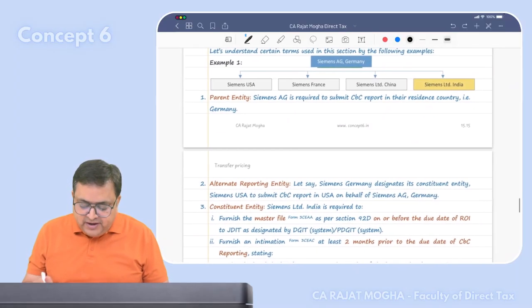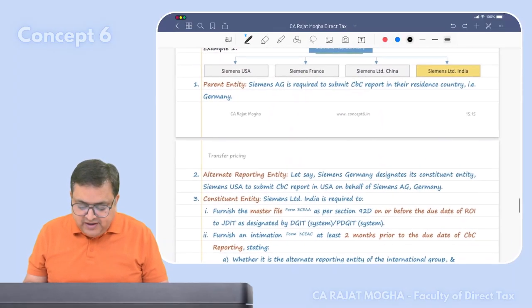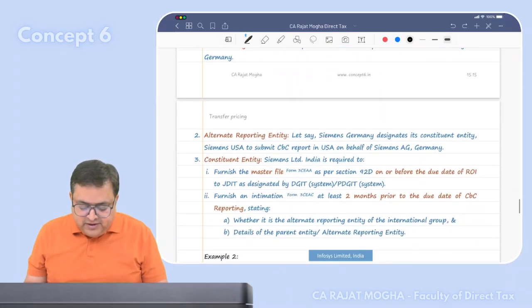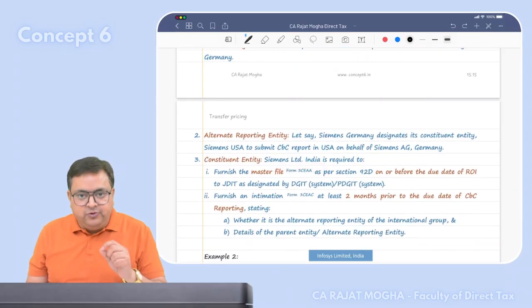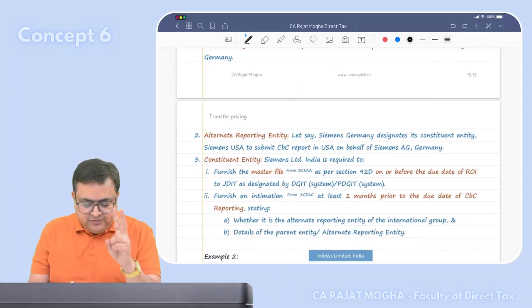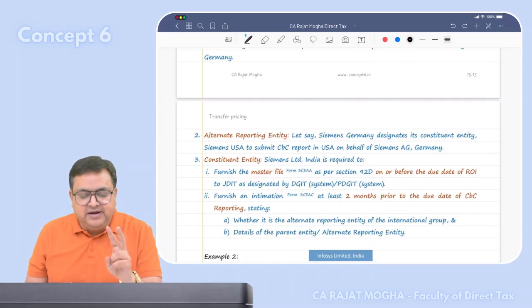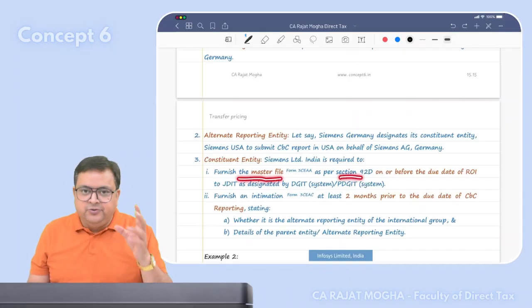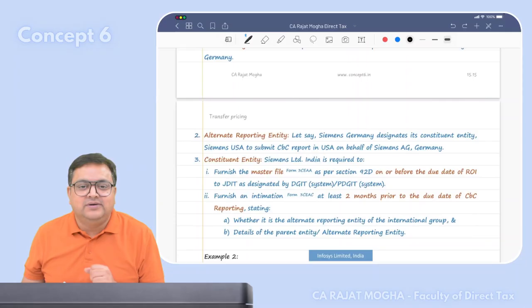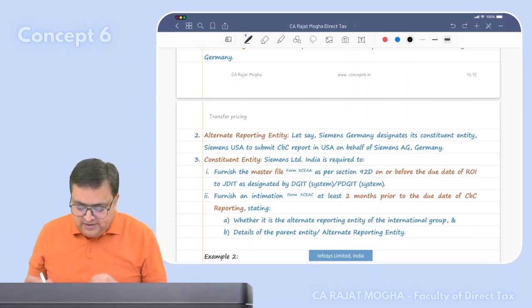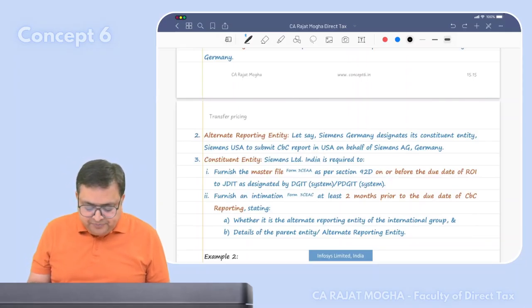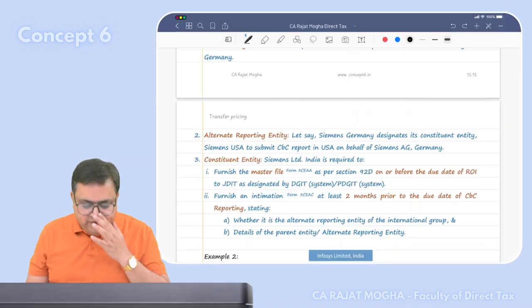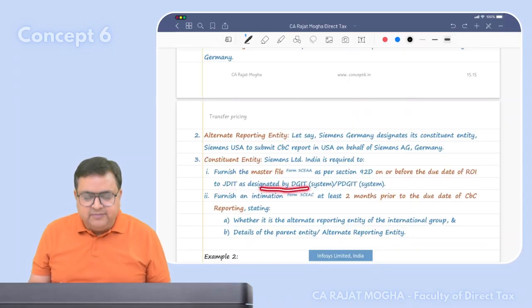So what is the constituent entity in India required to do? We are concerned with India. So the constituent entity Siemens Limited in India is required to do two things. First, obviously, the master file they will furnish, right? Otherwise, the penalty is how much? 5 lakh rupees. Furnish the master file as per section 92D. And what is the due date for the master file? Due date of ROI. Same. On or before the due date of ROI, file it to the Joint Director of Income Tax as designated by the Director General.